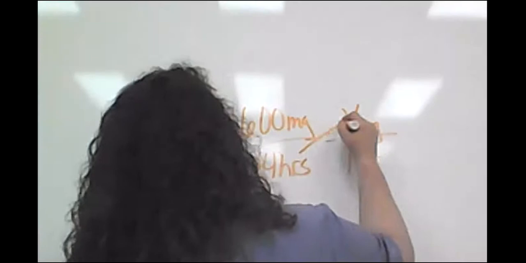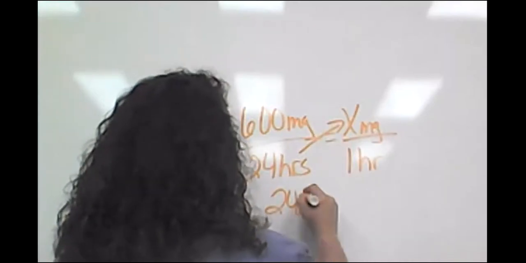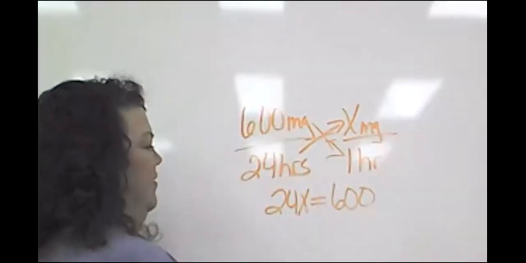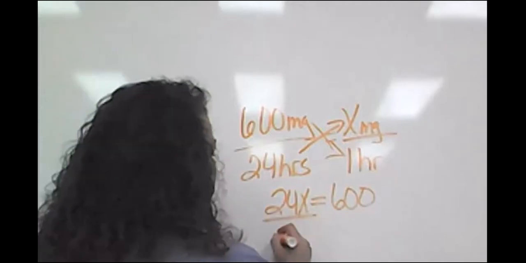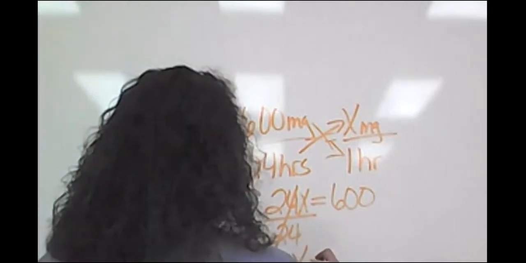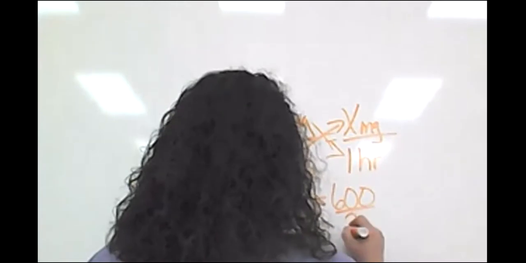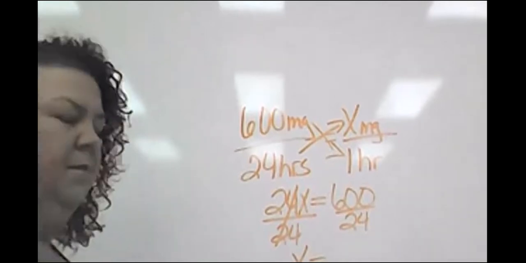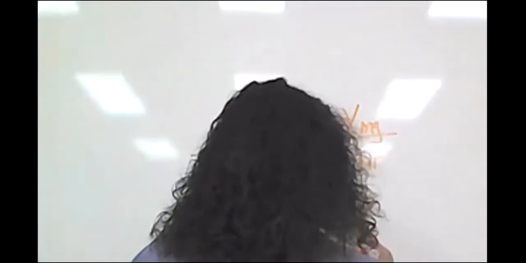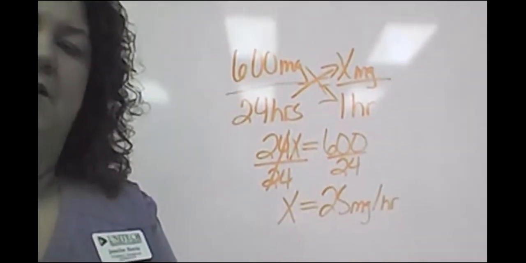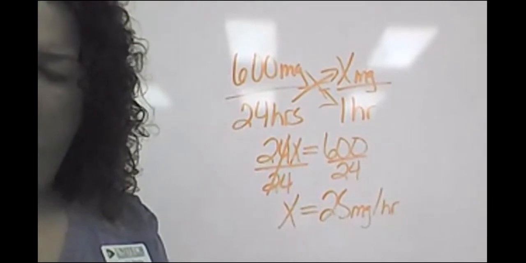And then we're just going to cross multiply. 24 times X is 24X. 600 times 1 is 600. This 24 is being multiplied by the X, so we need to divide by 24 to isolate it so that we can get that X all by itself. What we did on one side of the equal sign, we must also do to the other side. And 600 divided by 24 equals 25 milligrams per hour. I apologize, I went out of frame. 25 milligrams per hour.